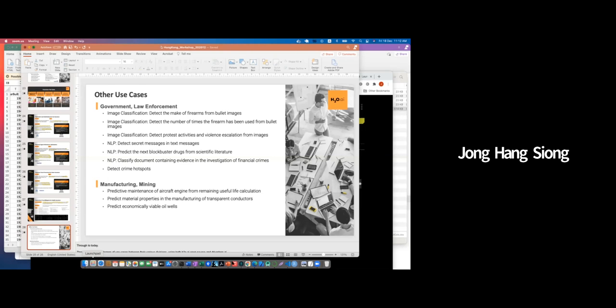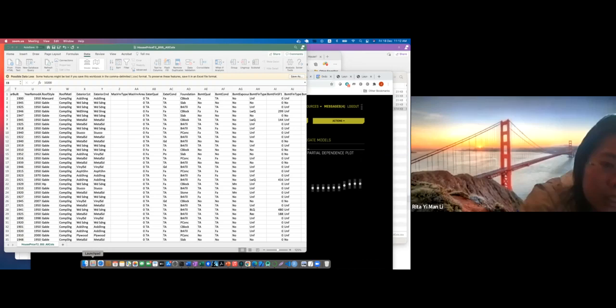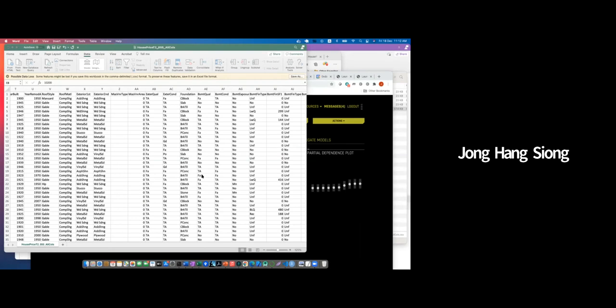AUC is actually another measurement that compares the false positive rate and the true positive rate. That is the AUC graph. Okay, let me share my screen with you. How do you know that the AUC tells you that it is a good model and it's not a good model? Let's open up this credit card.